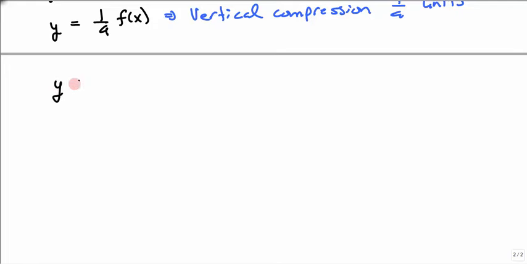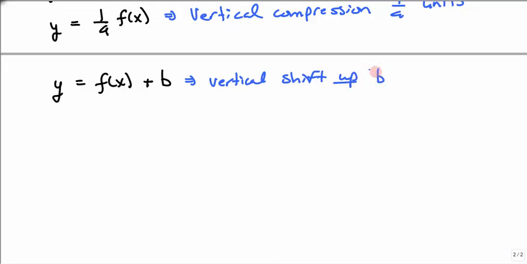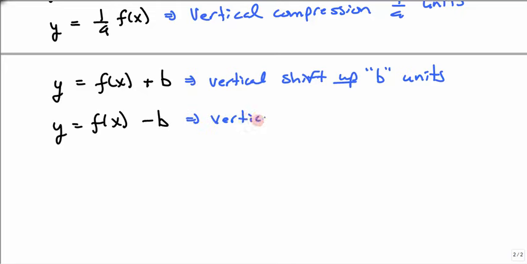We could also have some values on the outside. So here's f of x. Let's say we have f of x plus b on the outside. Now this is not within the argument. This is on the outside of the argument, so this does exactly what it says. This would be a vertical shift, and it goes in the same direction as you would think, up b units. Now if we had the same expression with a minus sign, this would be a vertical shift down b units.